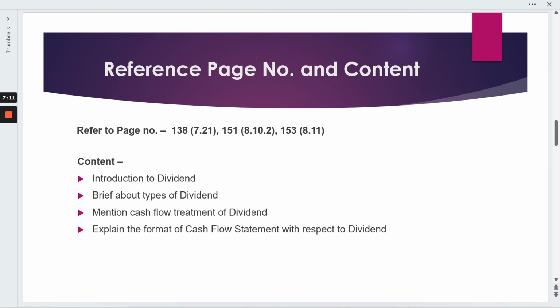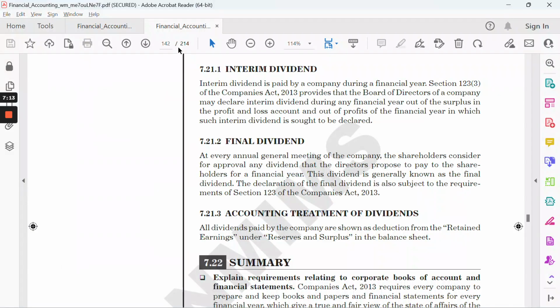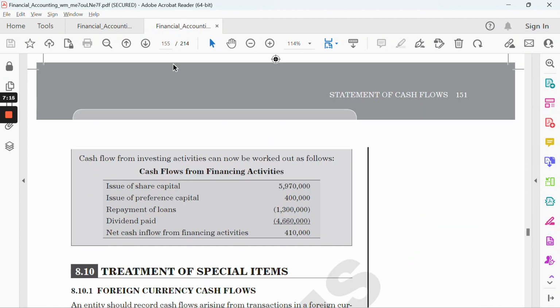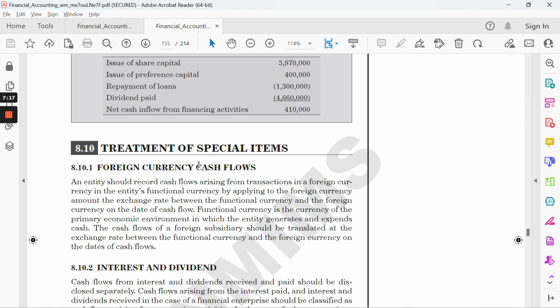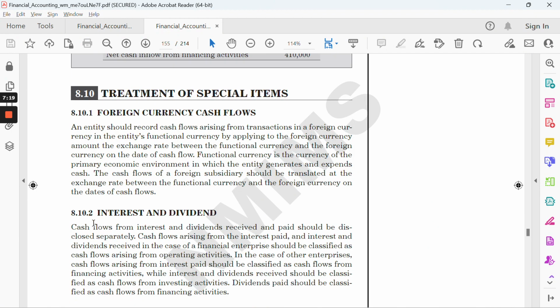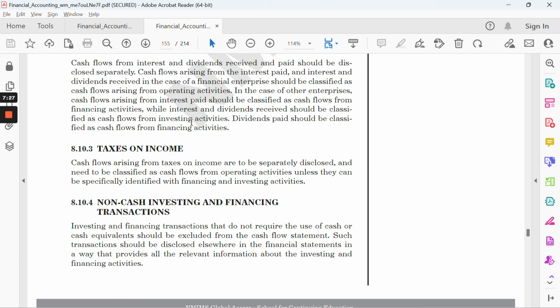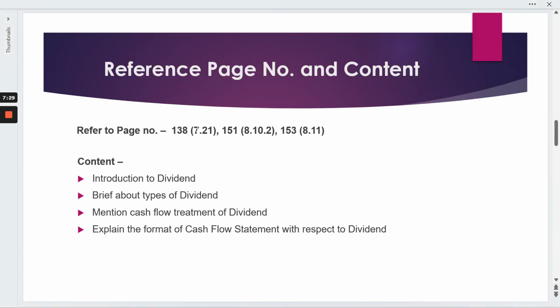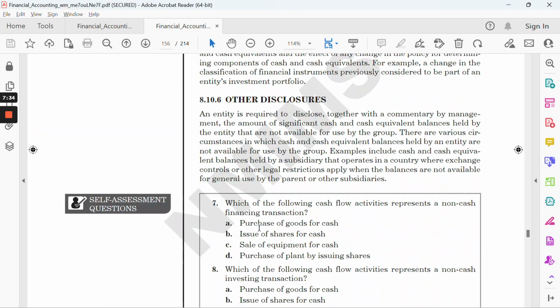Then we need to specify the cash flow treatment of dividends. So you need to refer to page number 151, treatment of special items. Here the treatment of dividends is mentioned: the cash flows from dividends received and paid are disclosed separately. This is the complete way. You can just read it and write it down. And last but not the least, there is one format given in the book.